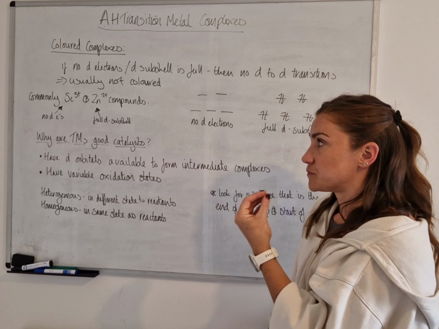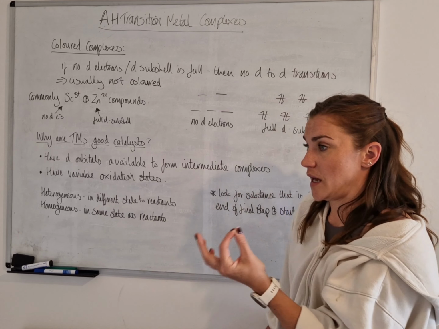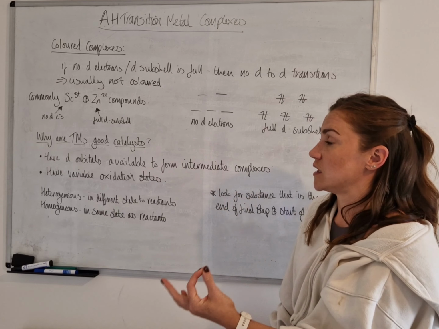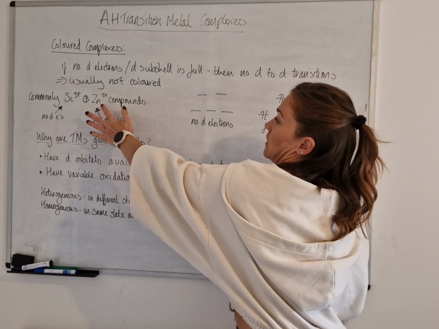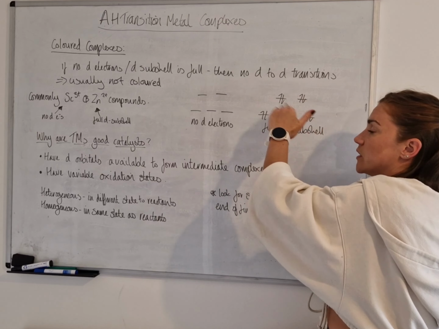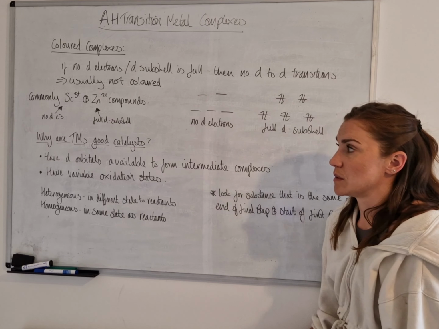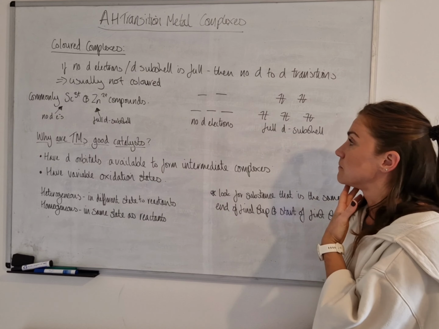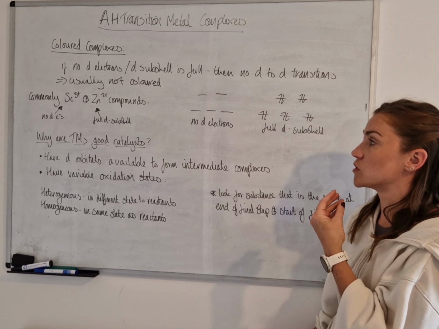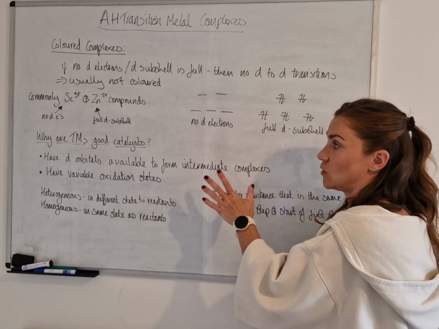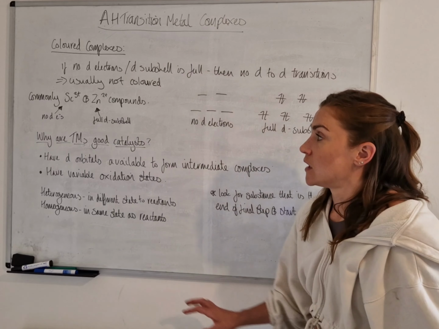For zinc 2 positive, it's 3d10 4s2, the 4s electrons get lost first, so it ends up being 3d10 as a 2 positive ion, which means its d subshell is full, and therefore there's nowhere within the d subshell for electrons to be promoted, so therefore no quantums of energy that involve the absorption of wavelengths within the visible region. So just bear that in mind.